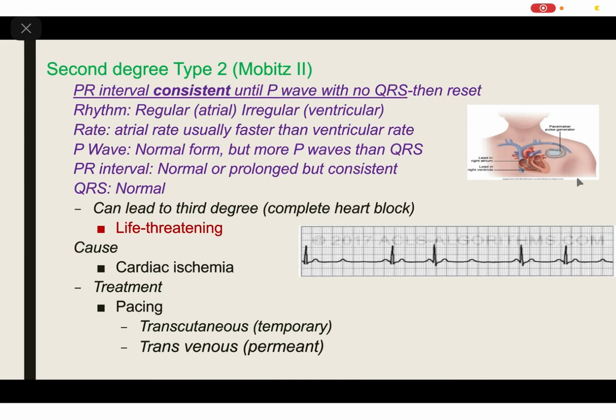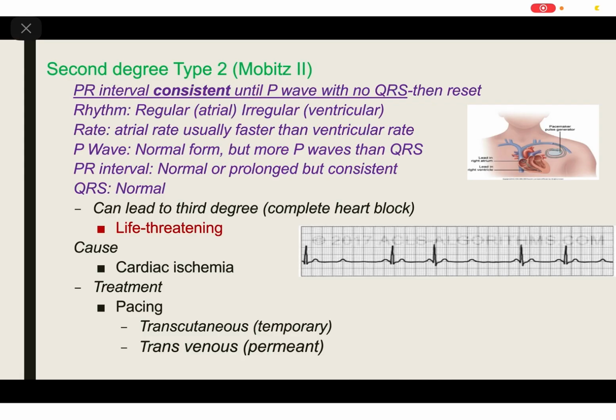Okay, type 2. This is different from Wenckebach because the problem is, we have the progressively longer P to R interval, right? Well, this one doesn't do that. It just drops randomly. You have PQRST, PQRST. The P to R interval looks great. It's fine. But then just randomly every now and again, we just lose a QRS.